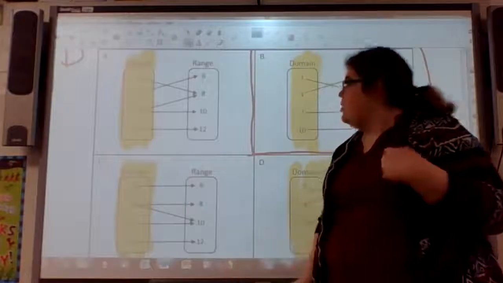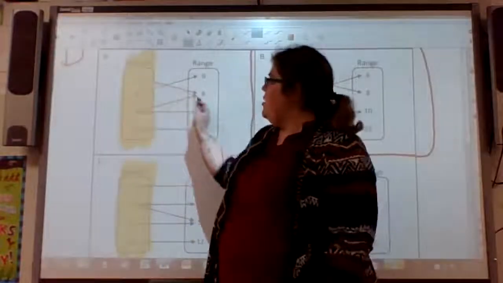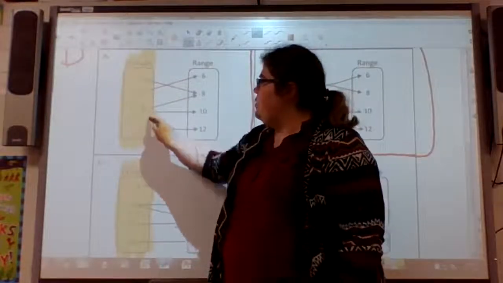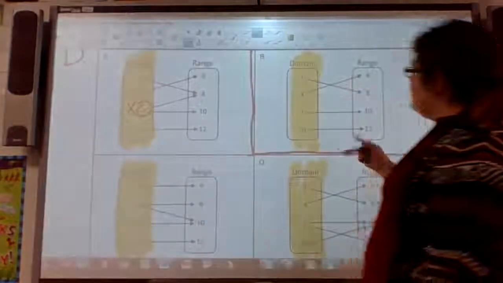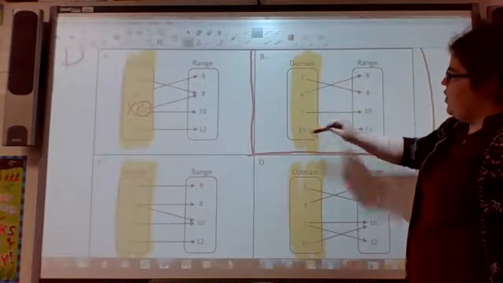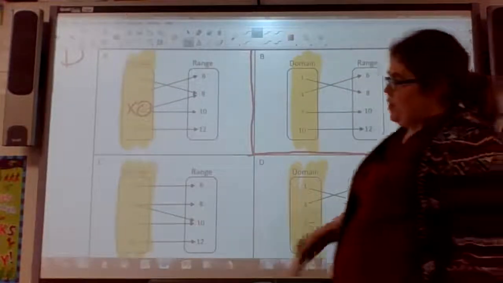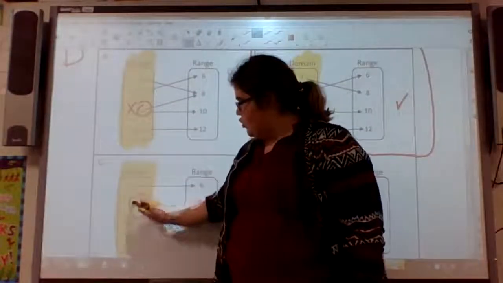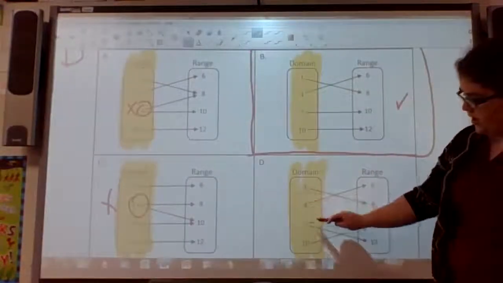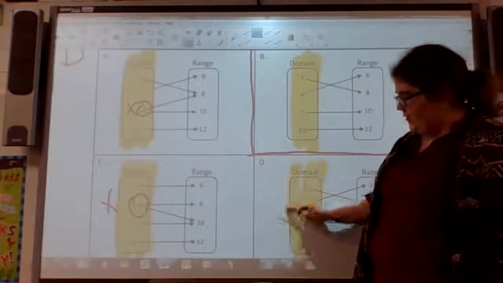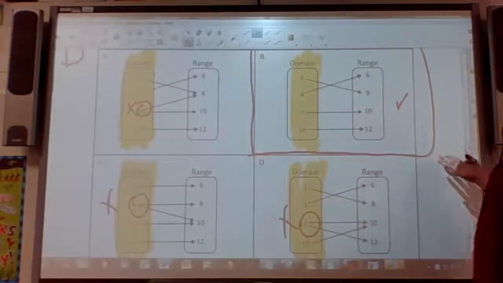One arrow. So 1, 1, this has 2. This is not a function. B, 1, 1, 1, 1, check. 1, 2, this is not a function. 1, 1, 2, not a function. So the only one that is a function was B.